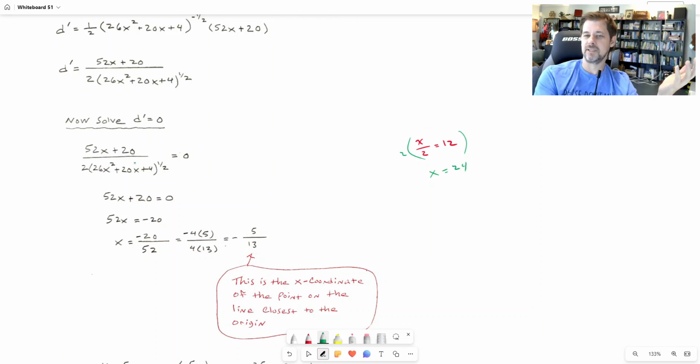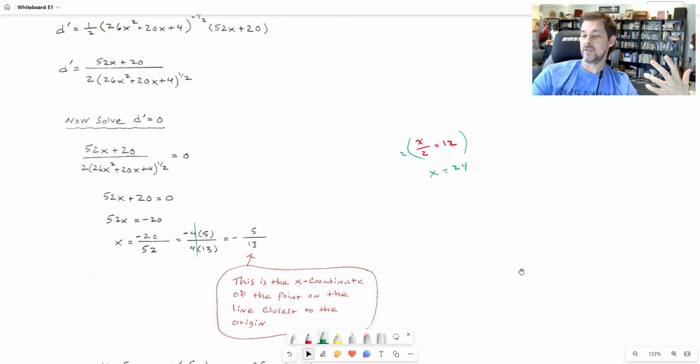I'm going to multiply both sides by this denominator, 2 times 26x squared plus 20x plus 4 to the half power. It will cancel it on the left. And what's it going to give you on the right? What's 0 times that? What's 0 times anything is 0. So I get 52x plus 20. Move the 20 over, divide by 52, reduce it. I get negative 5 over 13.